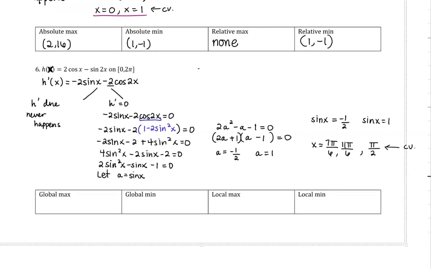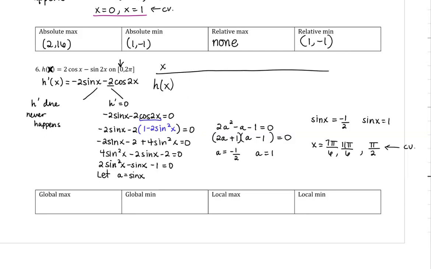So to test and find our extrema, we need to make a table where we include our endpoint of 0, our 3 critical values of 7 pi over 6, 11 pi over 6, and pi over 2. I think I'm going to make my table run horizontally so that it will all fit. All of these x values are being plugged into the original function. So I have 0, 7 pi over 6, 11 pi over 6, pi over 2, and then our final endpoint at 2 pi. And all of these we will be plugging into the original function, looking for the maximum and looking for the minimum.